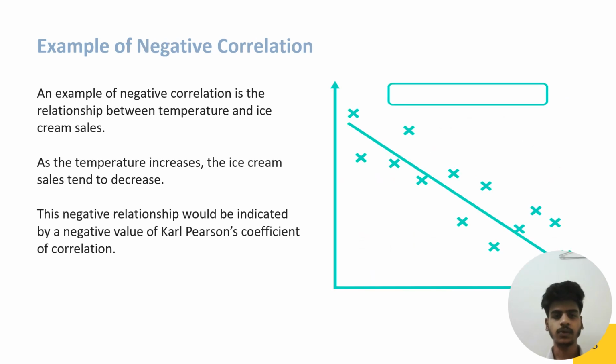Example of negative correlation. An example of negative correlation is the relationship between temperature and ice cream sales. As the temperature increases, the ice cream sales tend to decrease. The negative relationship would be indicated by a negative value of Karl Pearson's coefficient of correlation.